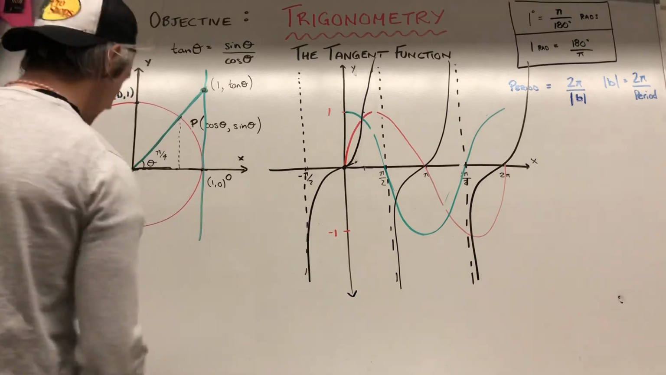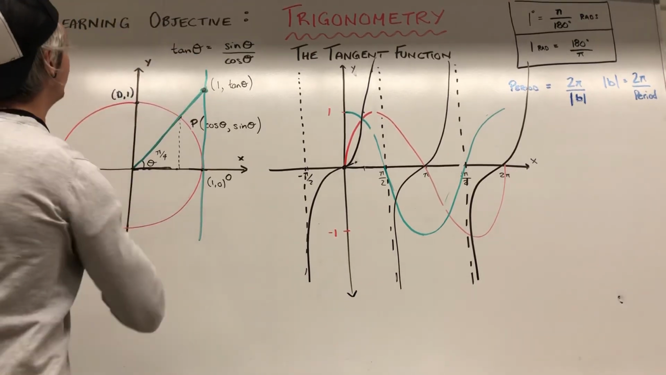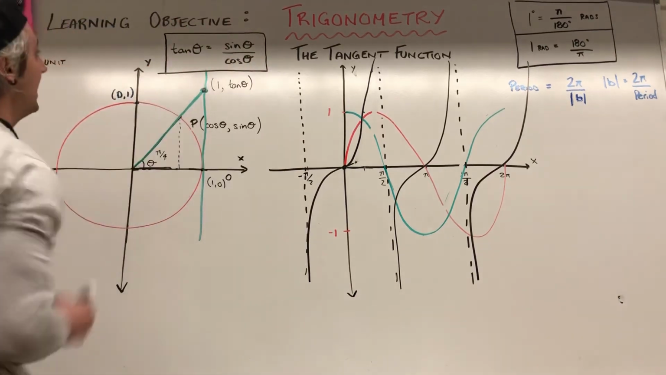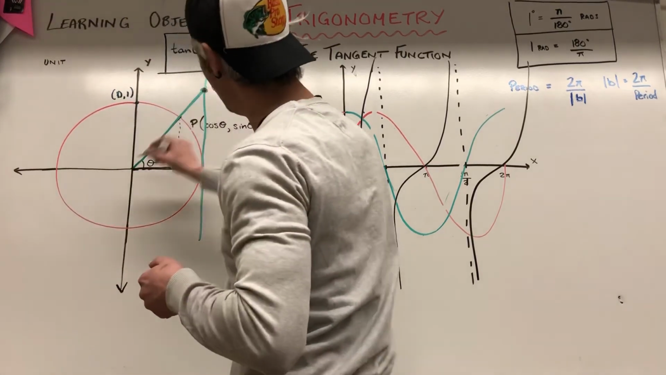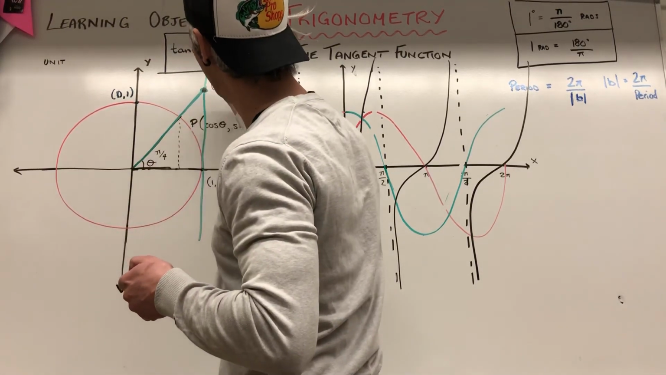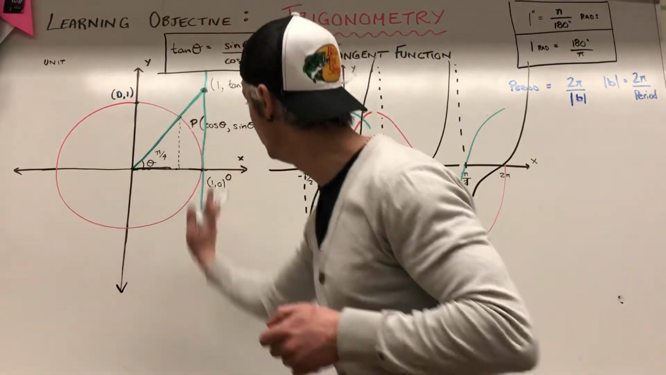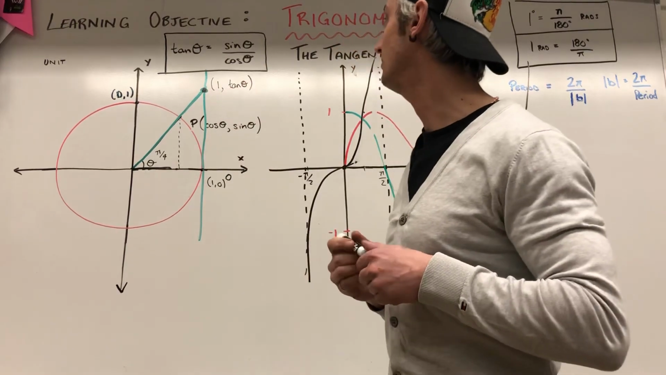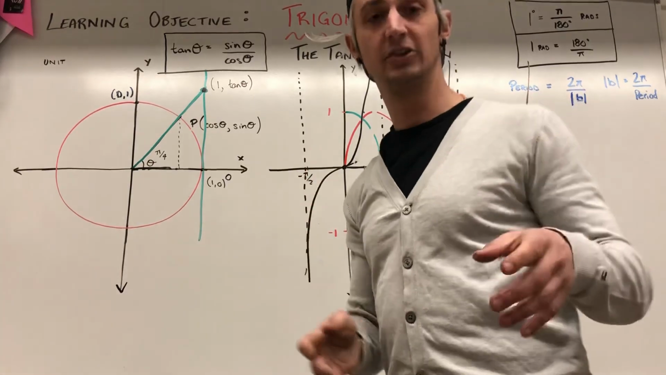But as long as you recognize the big important things that are going to help you: tan of theta is equal to sine theta over cos theta. And then the coordinate of any point here, which is made by the intersection of the terminal arm and a tangent, is going to be 1, tan theta. Okay? I think you can figure this out. Good luck.